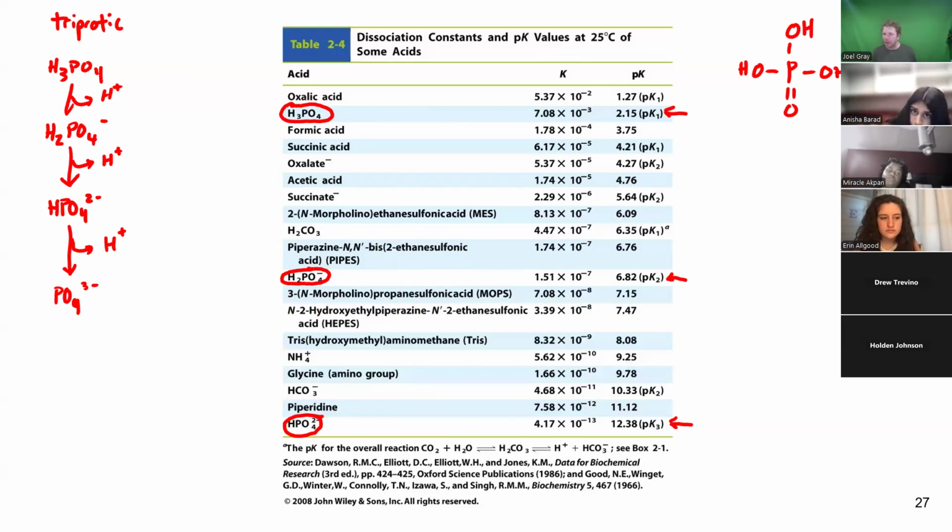Now I'm going to take these pKa's and put them next to these dissociations. 2.15. The next one is 6.82. And then the last one is 12.38. And a moment ago, I said that it should have a 4th pKa, and that is incorrect. I apologize. It has 4 forms, but 3 pKa's. So I misspoke a moment ago, and I apologize for that.